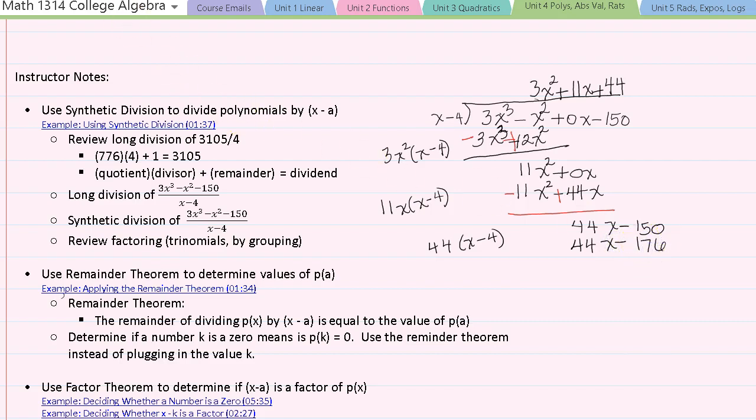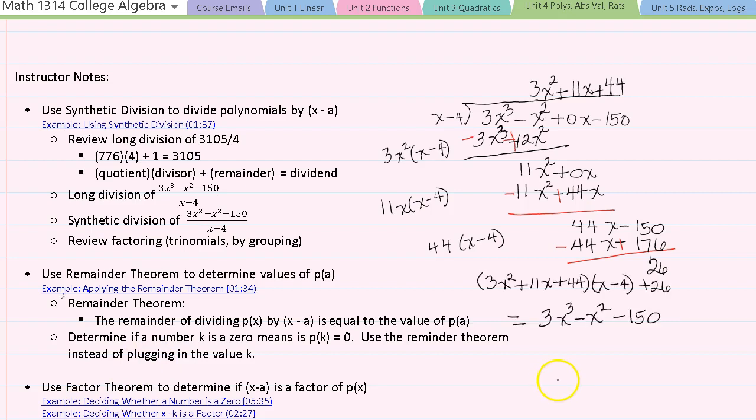This means that we can write our polynomial of 3x cubed minus x squared minus 150 as our quotient, which is 3x squared plus 11x plus 44, times our divisor, which was x minus 4, plus our remainder of 26.